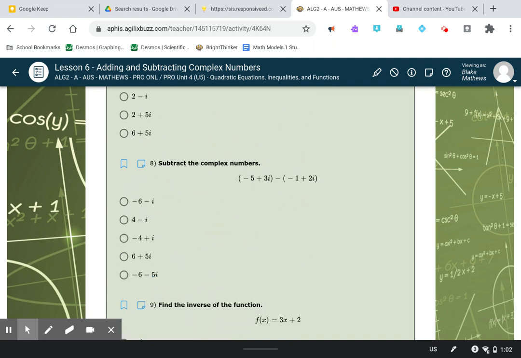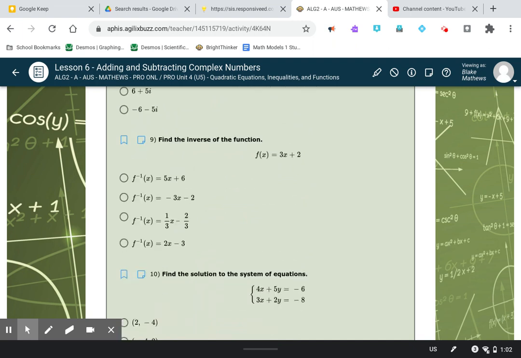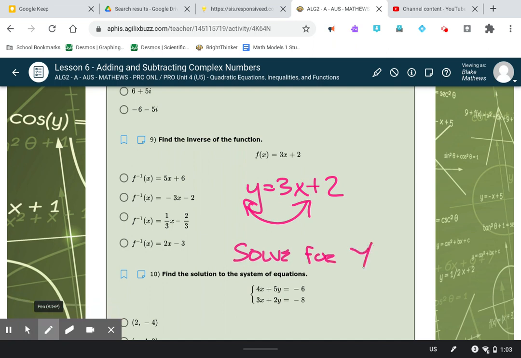So it's all adding or subtracting, pretty basic stuff. You're just adding the real and you're adding the imaginary and then putting it all back together. Inverses, you should be fine doing that. Remember to find the inverse of a function, you take the y form, you switch the x and the y, and then solve for y again.